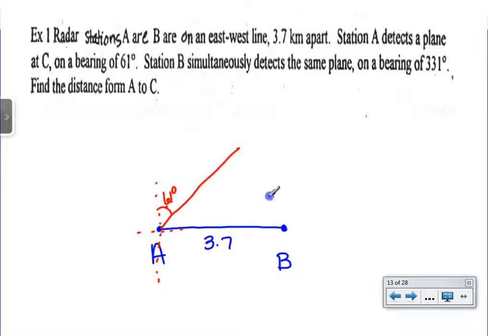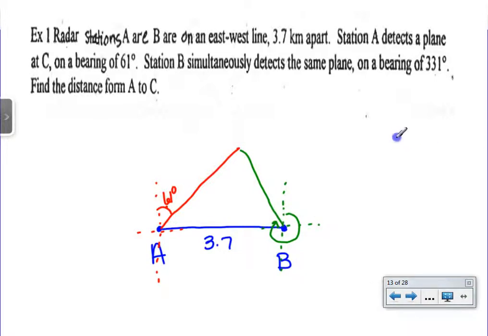Then station B detects that same plane, but he's at a bearing of 331. So again, we're going off of his north line. So 331 degrees, let's see, that'd be 90, 180, 270, so somewhere up here. Oh wait, pretend that connected. Now, if this was 331 degrees all the way to here, we have to think about how big the angles are in the actual triangle.